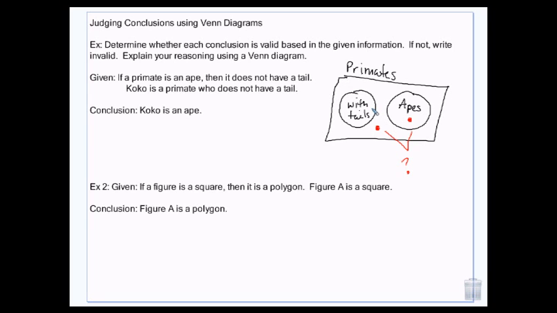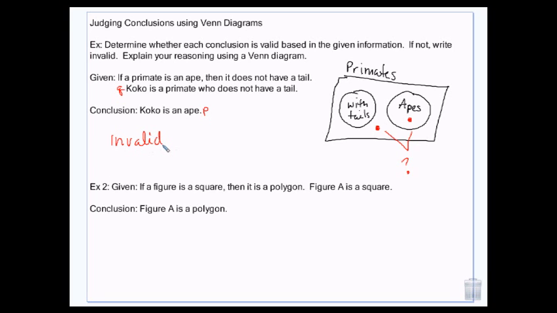Are there other primates that don't have tails? Yes. Chimpanzees, orangutans, bonobos. There's a bunch of primates that don't. People, we're primates without tails. So the fact that she doesn't have a tail does not make her an ape. We wouldn't know where to put her. And again, if we look at this, this is the Q and this is the P, so it's flipped backwards. So it's invalid.